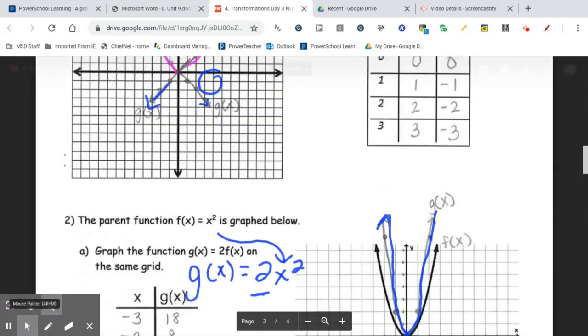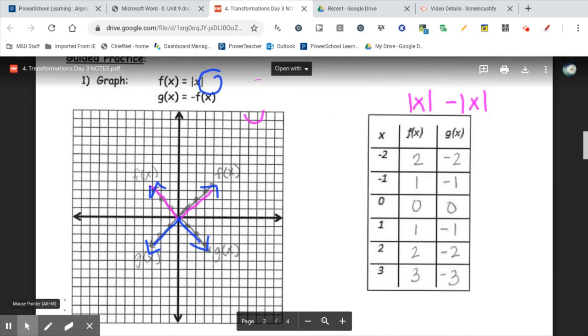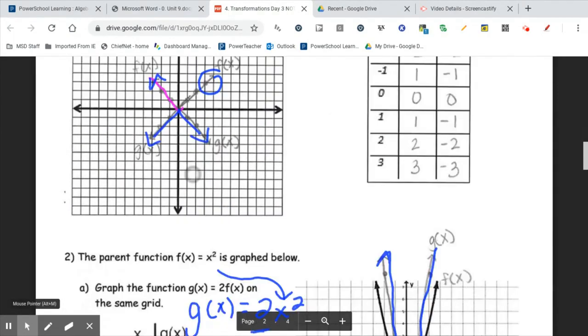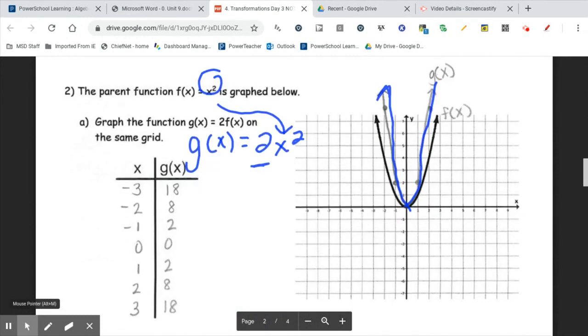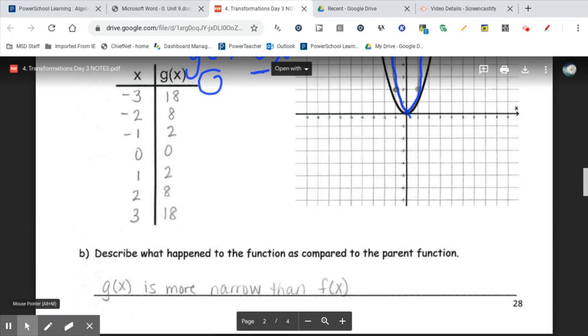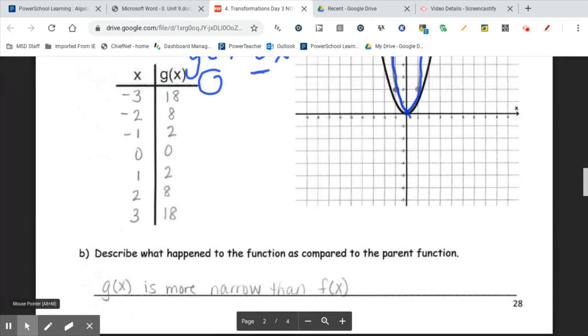So far we looked at a negative in front reflecting it over the x-axis, and then a number greater than 1 in front of your function tells you that your graph is going to get more narrow. Describe what happened to the function as compared to the parent function. Yeah, g of x gets more narrow than f of x.